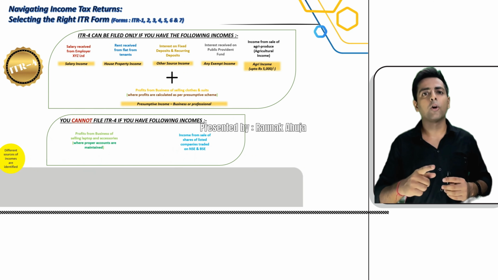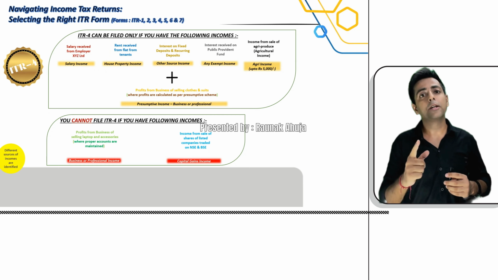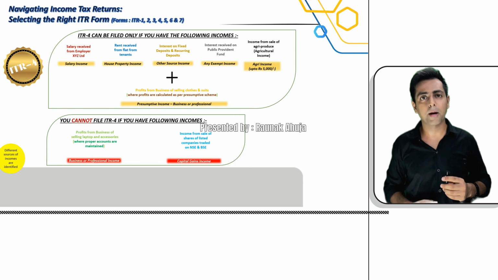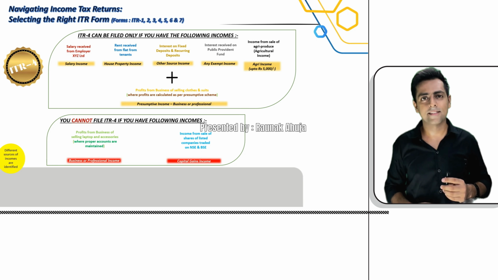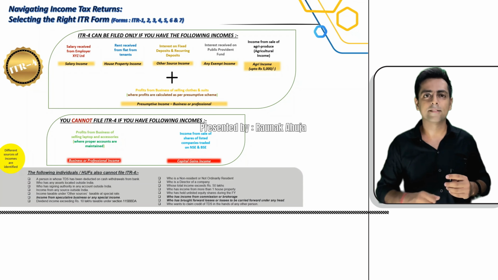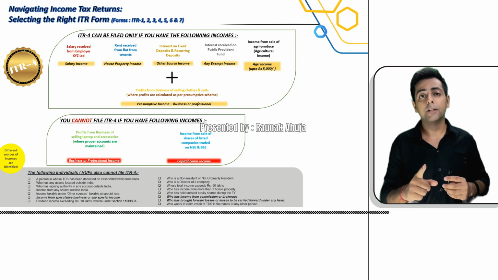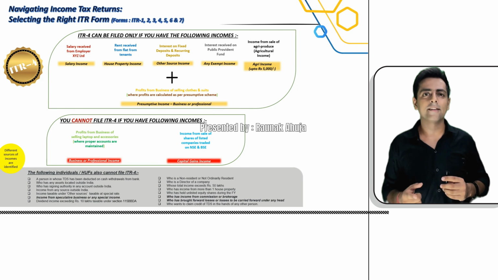However, you will still not be able to file ITR 4 in case you have business income which calculates profits on the traditional basis, that is, by reducing expenses from the total sales. The other conditions that need to be satisfied before you choose ITR 4 are given here under. Further, you will still not be able to file ITR 4 in case you have capital gains income. You can take a snapshot of this entire thing.